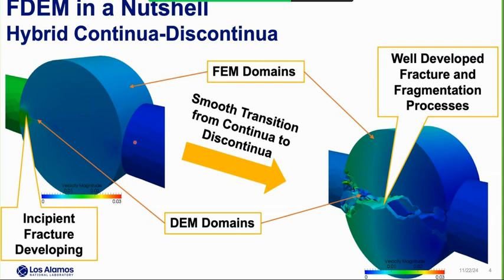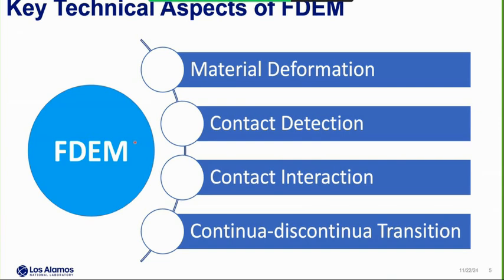And as I just mentioned, in order to simulate this problem, we need to correctly simulate the material deformation, contact, fracture, and fragmentation. So basically, those are the key technical aspects of FDEM. And in the following slides, I will briefly introduce each aspect without going through too much detail.